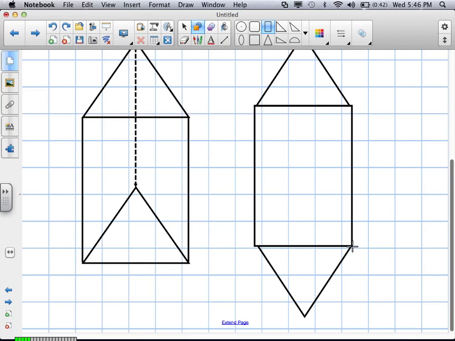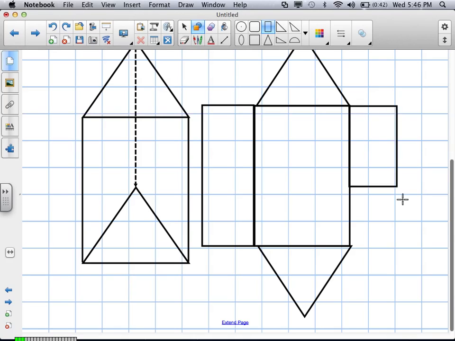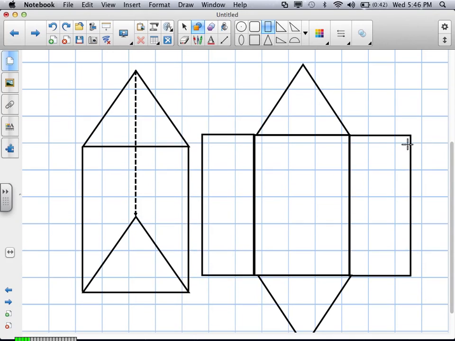And they're going to have a rectangle in the middle. And they're going to have another rectangle on the side. And another rectangle on the side. We don't know if the lengths are going to be the same or what. We'll have to figure that out. Okay. But this is the net of this object.